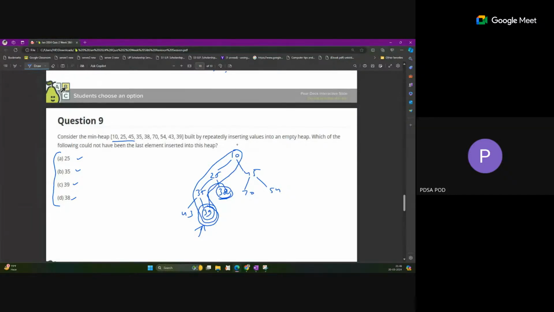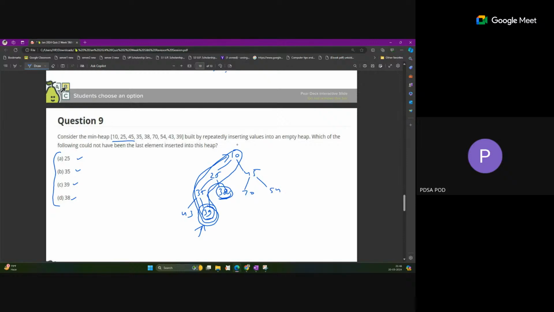The last inserted element can be shifted only along this path, from the last position to the root node. Because at the time of insertion, we always compare with the parent. If the order is not correct, then we swap. So if you look at the parent, grandparent, then parent, in this path, you will find only one path. So we only look at this path.